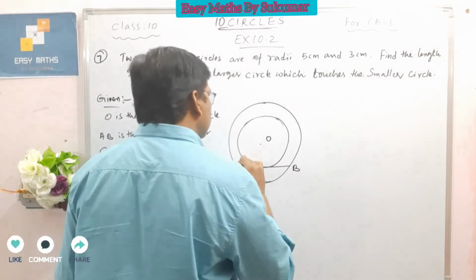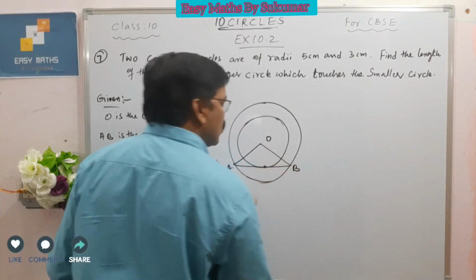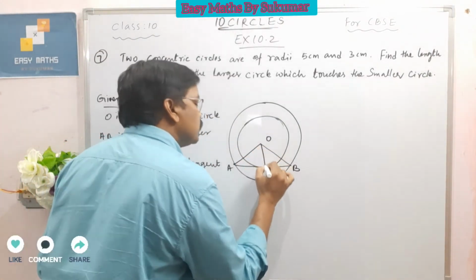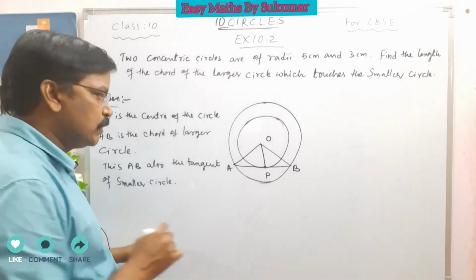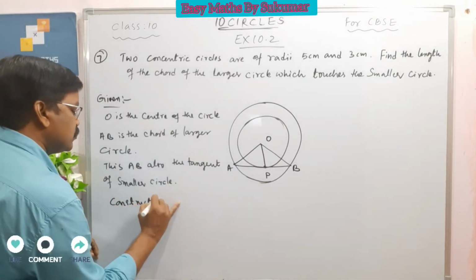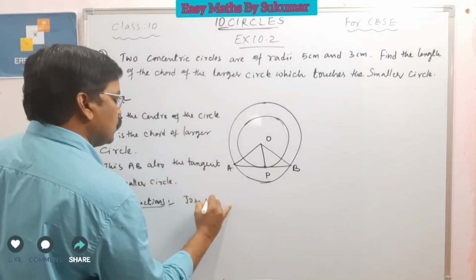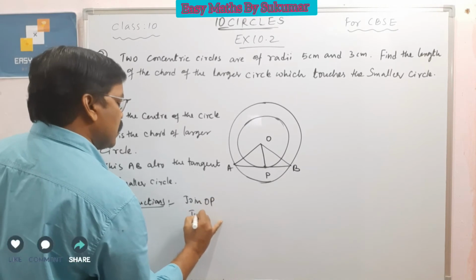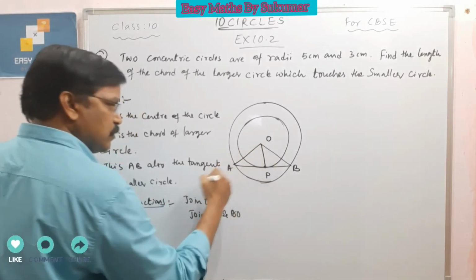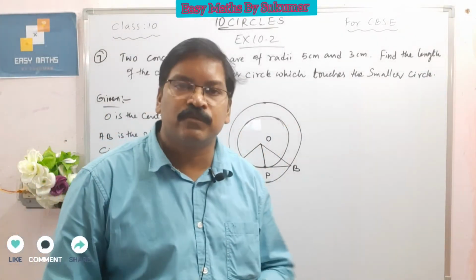Now just join OA and OB. See, the point of contact is here. Let it be P. Just join this PO also. I will write all these constructions here. What did I do here? Join OP and also join AO and BO.